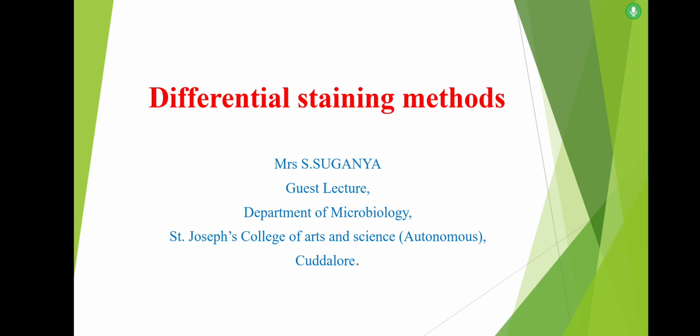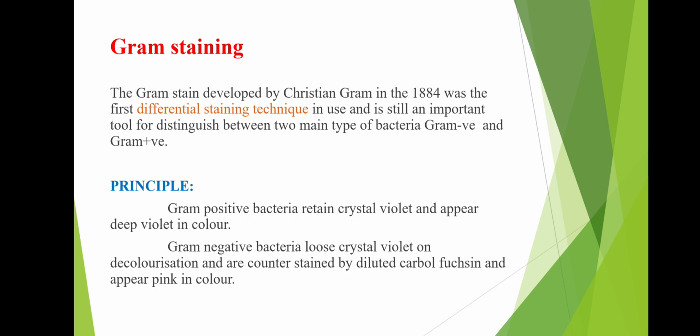Hi students, today we are going to see about differential staining methods. There are two types of differential staining method. One is Gram staining and another one is acid-fast staining. First we will see Gram staining.